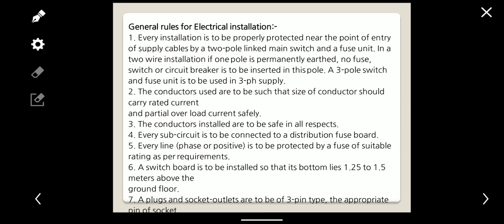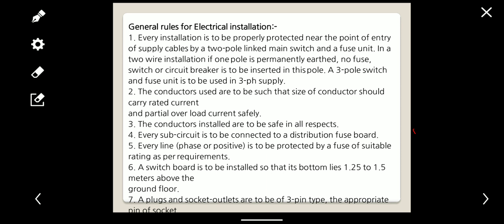Then what are the general rules for electrical installation? Every installation is to be properly protected near the point of entry of the supply cable by a 2-pole link main switch and fuse unit. In a 2-wire installation, if one pole is permanently earthed, no fuse, switch or circuit breaker is to be inserted in that pole. A 3-pole switch and fuse unit is to be used in a 3-phase system.